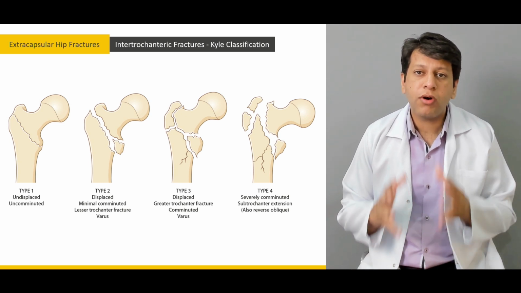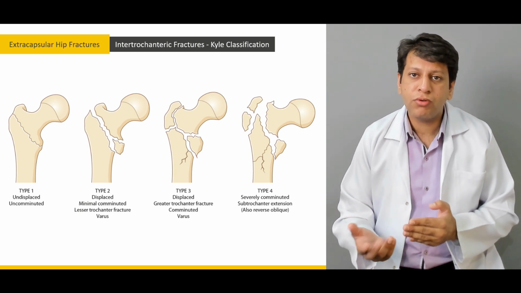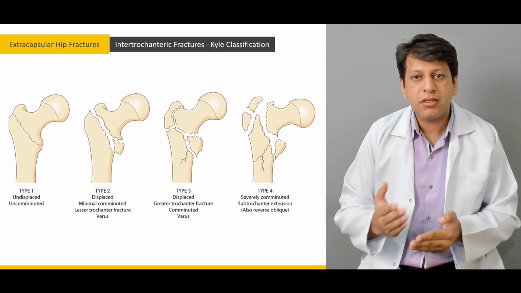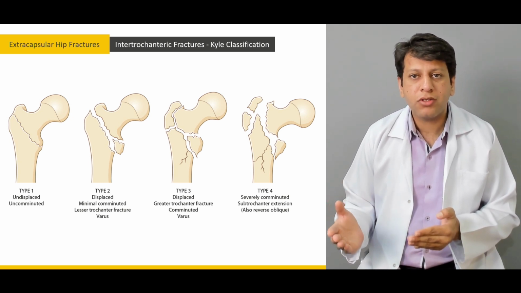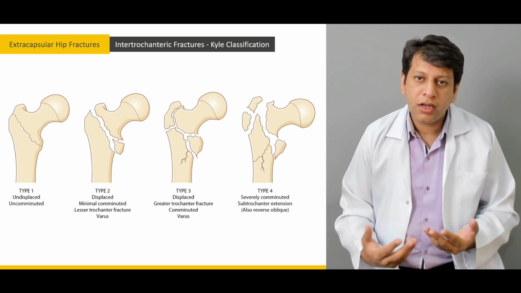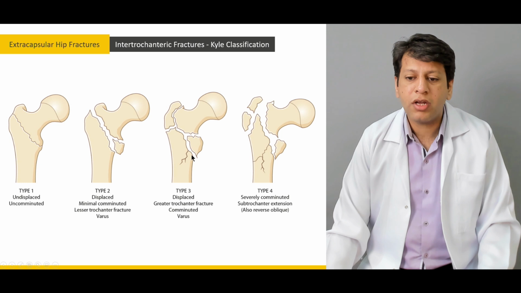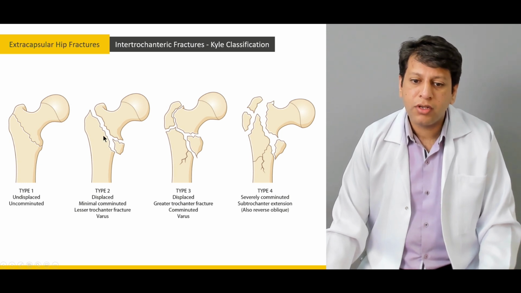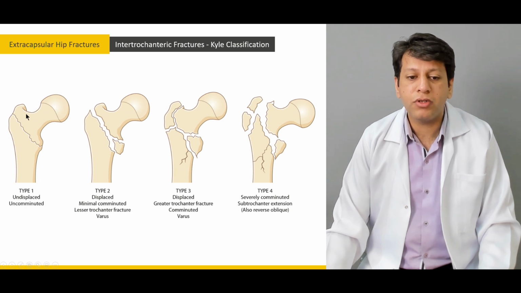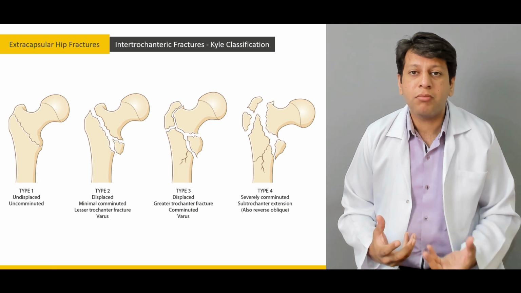What is important to understand is that as the number increases, whether it's Kyle 1 or 2 or Boyd and Griffin 1 or 2, the severity of comminution and instability increases. So you have to understand that if you want to fix this type of fracture, you cannot use the same implant which is being used for type 1 to fix a type 4 injury. And that is where the role of inherent stability of the fracture comes in.